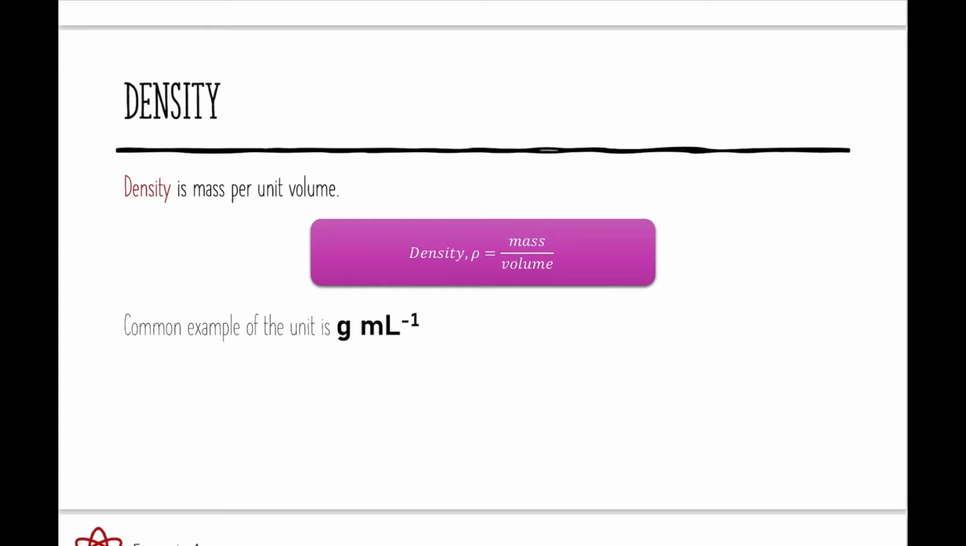Density is mass per unit volume. Therefore, to calculate density, we need to divide mass by volume. Common example of the unit of density is gram per milliliter. You can also represent the density with the unit of gram per liter, or gram per decimeter cube, or gram per centimeter cube.